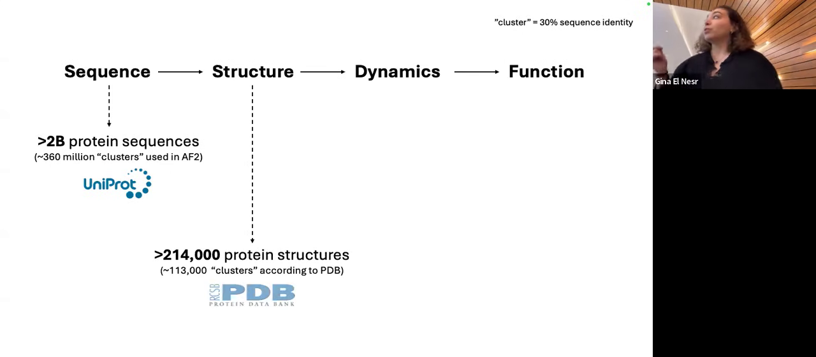With AlphaFold 2 also was the structure data. The structure data was experimentally characterized structures from cryo-EM, NMR, X-ray crystallography, and we have over 214,000 protein structures. That comes down to about 113,000 clusters by sequence identity. And that's a lot of really unique data for protein structure.